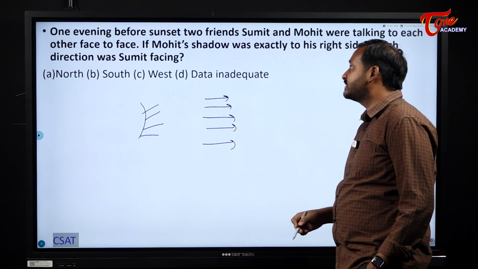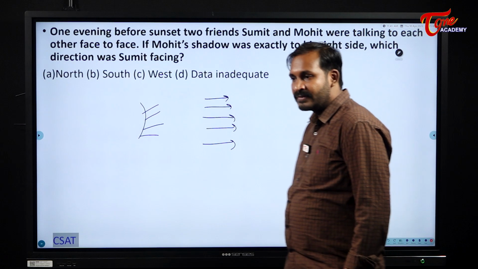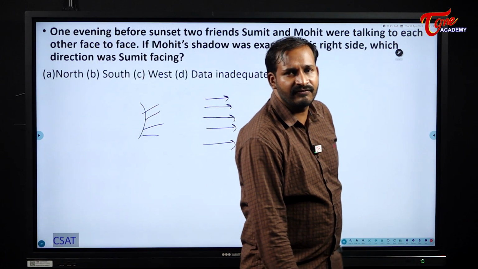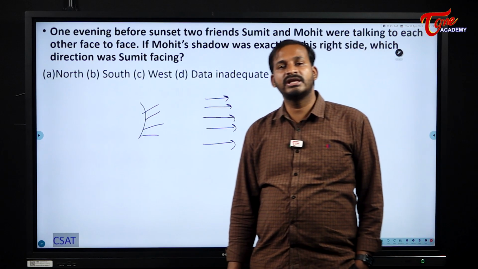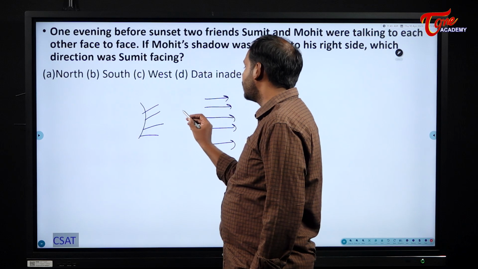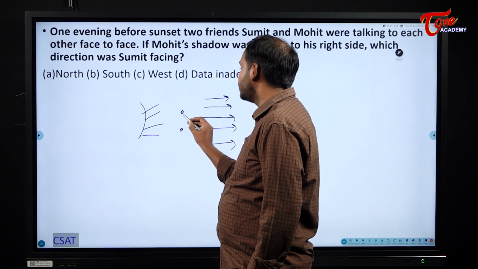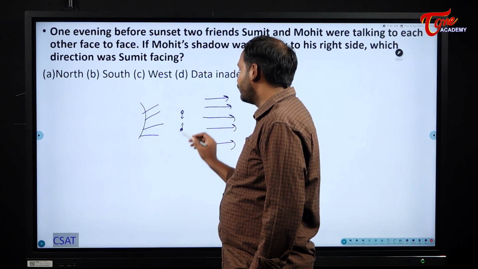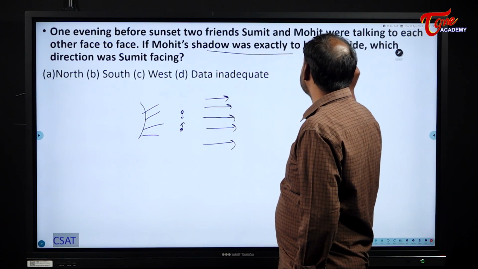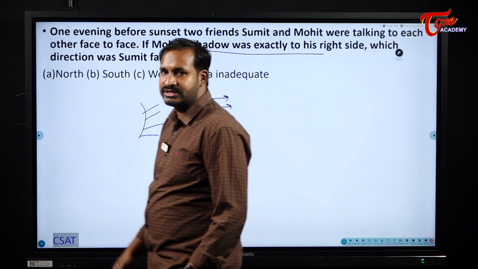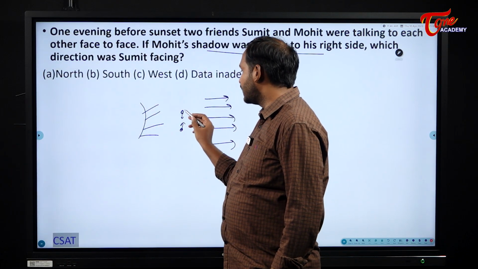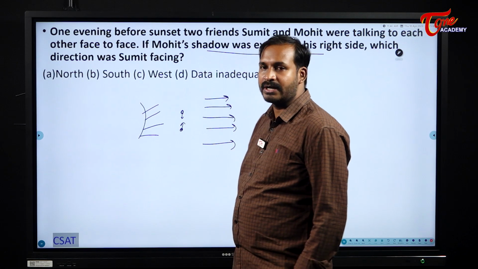Next, Mohit's shadow was exactly to the right side. When will the shadows fall right or left, students? When they are facing either north or south, then only the shadows will fall to their right or left. Now see here, that means obviously the two persons are facing in this way. One will face north and the other will face south. Now what they are telling is, Mohit's shadow was exactly to his right side. Now tell me where I should place Mohit, either here or here, so that this direction will become right to Mohit.